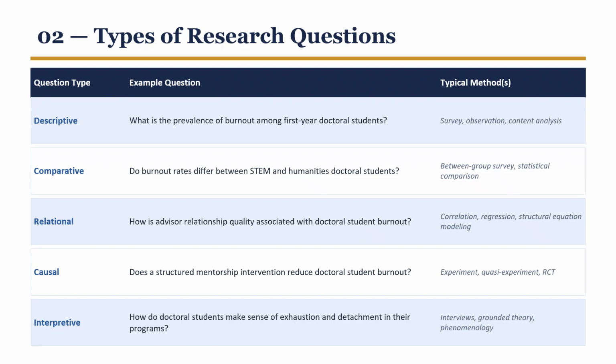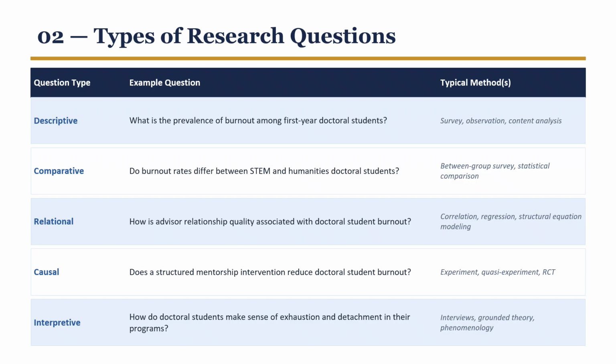The second is comparative. Do burnout rates differ between STEM and humanities doctoral students? So how would you get that information? You could do a survey between groups, and you could do a statistical analysis. When you ask a closed question, like do or are, if it's going to give you a yes or no, that is going to be quantitative methods. So you know that you're going to have to do some sort of quantitative methodology when you ask a yes-no question.